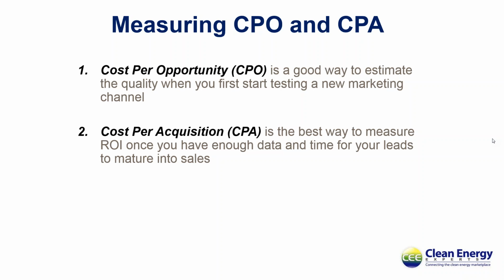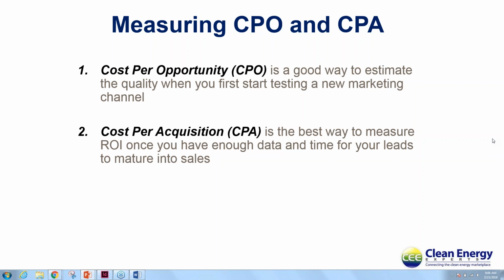You're going to run your advertisements. You're going to set up your sales appointments. But that presentation that you make to the homeowner, they might not sign a contract for another month or two. And so when you're first starting up with a new marketing channel, the quickest way for you to understand if it's a quality channel, something that you want to continue working with, is by looking at that cost per opportunity.